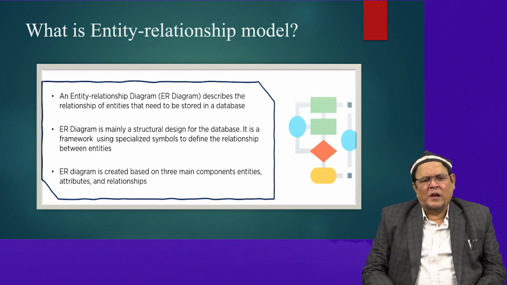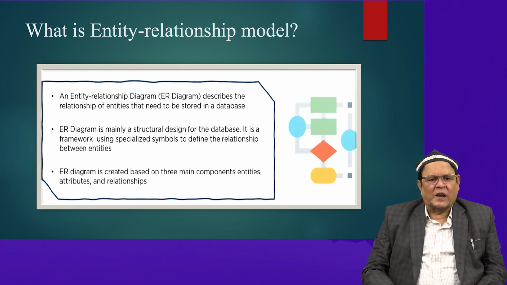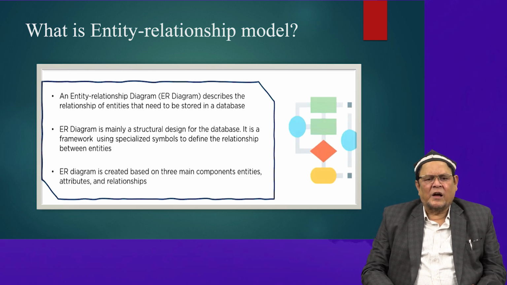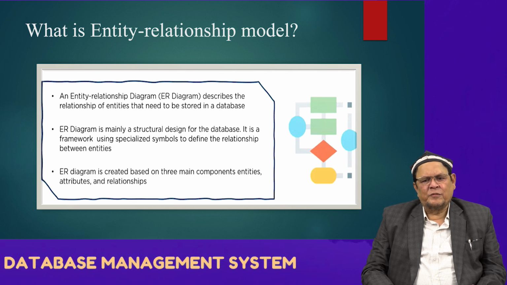ER diagram is mainly a structure design for the database. It is a framework using specialized symbols to define the relationship between entities. ER diagram is created based on three main components: entity, attributes, and relationships.